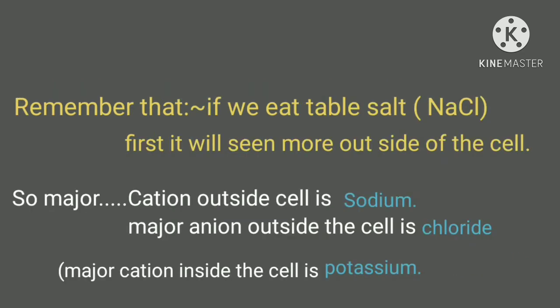How to remember it: if we eat table salt, that is sodium chloride, it is seen more outside of the cell. This is only for your memory. So the major cation outside the cell is sodium, and the major anion also outside of the cell is chloride, and the remaining potassium is the major cation seen inside of the cell.